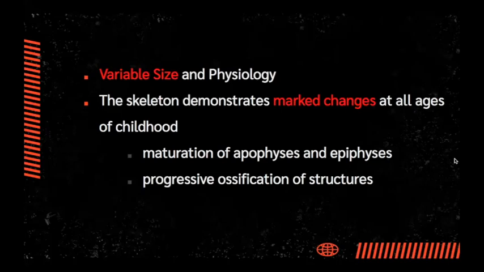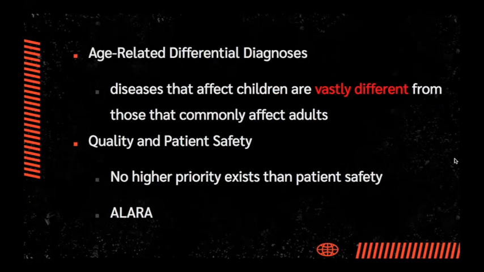All right, pediatric patients are variable in size. As they grow older, they have changes in their physiology. And the skeleton itself demonstrates marked changes throughout the years, right? There is maturation of the apophyses and epiphyses, and a progressive ossification of structures. So in other words, pediatric radiography is quite different from adult imaging.